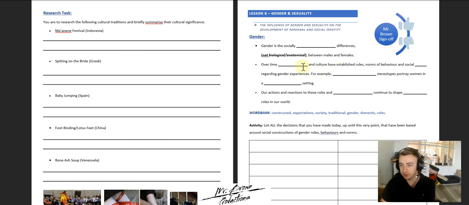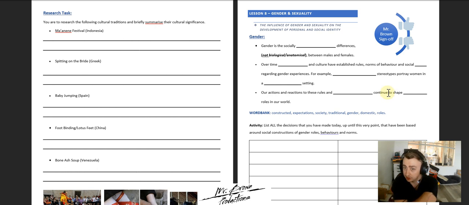Over time, society and culture have established rules, norms, behaviours and social roles regarding gender experiences and interpretations of gender. For example, traditional stereotypes portray women in a domestic setting. And likewise, the traditional stereotypes portray men in a workplace or breadwinner sort of sense, in a traditional capacity. And that's influenced by those socially constructed differences between males and females. Our actions and reactions to these rules and expectations continue to shape gender roles in our world today. The traditional roles still exist in a lot of micro worlds around the globe, and indeed in a lot of macro level societies too.